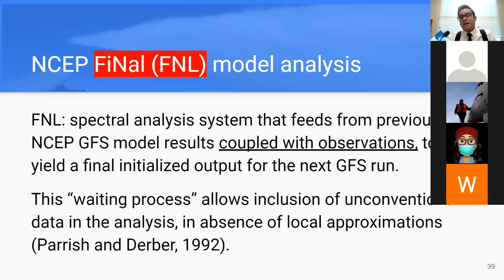This weighting process allows the inclusion of unconventional data in the analysis. By unconventional data, one example that has been shown in past analyses is the MJO. But in our case, we expect the unconventional data to be the vorticity structure being advected into mid-levels and affecting the atmospheric river, right? So it allows the inclusion of unconventional data in the analysis in absence of local approximations.